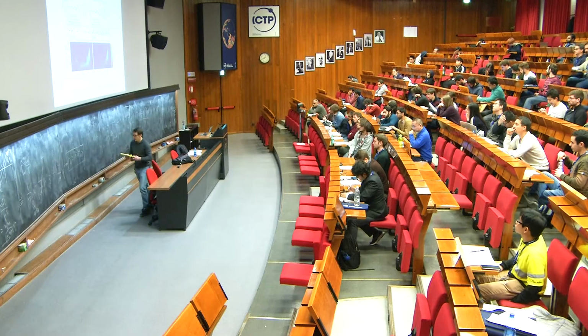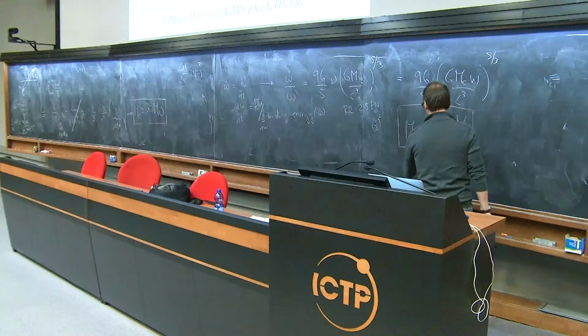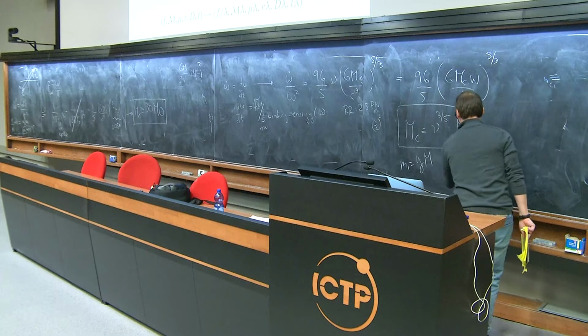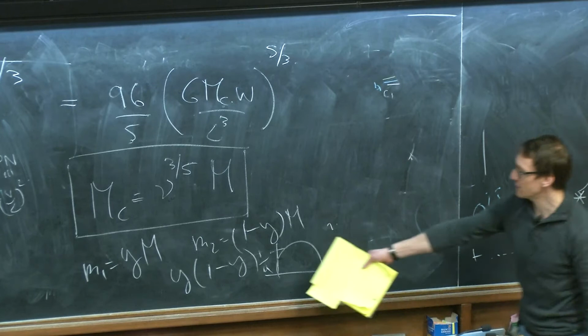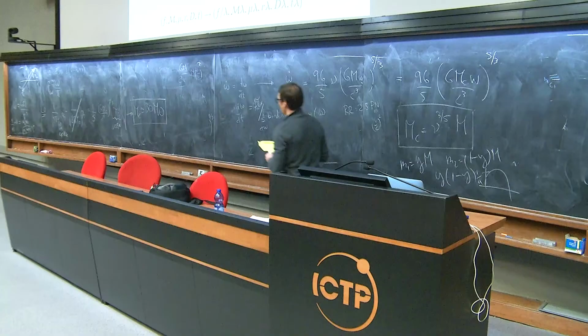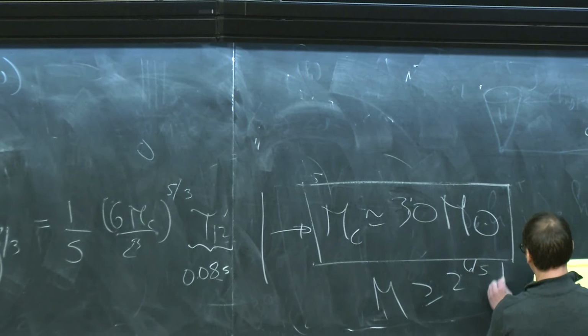Now remember the definition of the chirp mass, M1 M2 over M1 plus M2 squared. If I parameterize M1 like this and M2 like 1 minus y, then this function is y(1 minus y). That's always less than a quarter, which means that we can put a lower bound on M from the chirp mass. It tells us that the mass is bigger or equal to 2 M chirp, and this is about 70.